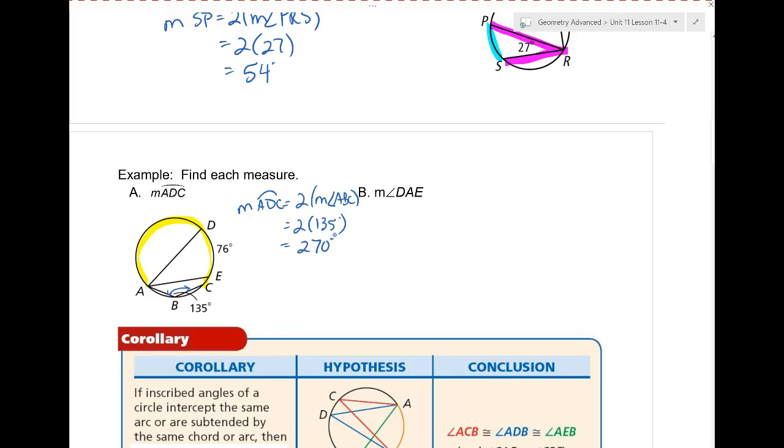In my head, that makes sense because that looked like a major arc anyway, and we know major arcs have to be greater than 180, so kind of logical when we work with that one. All right, how about the next one?